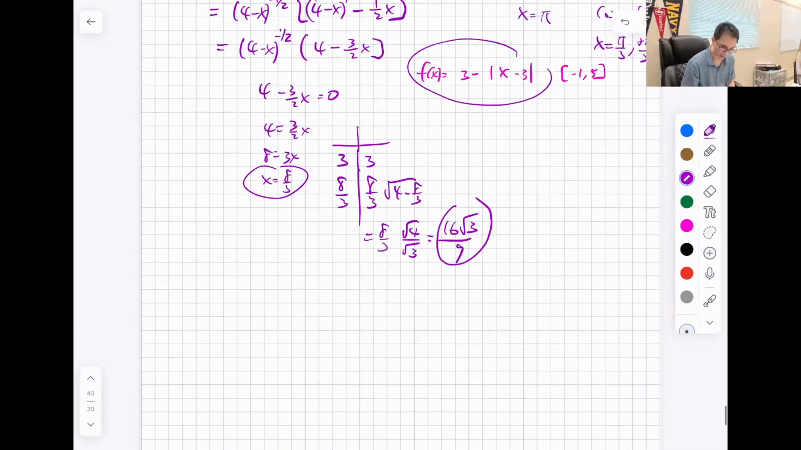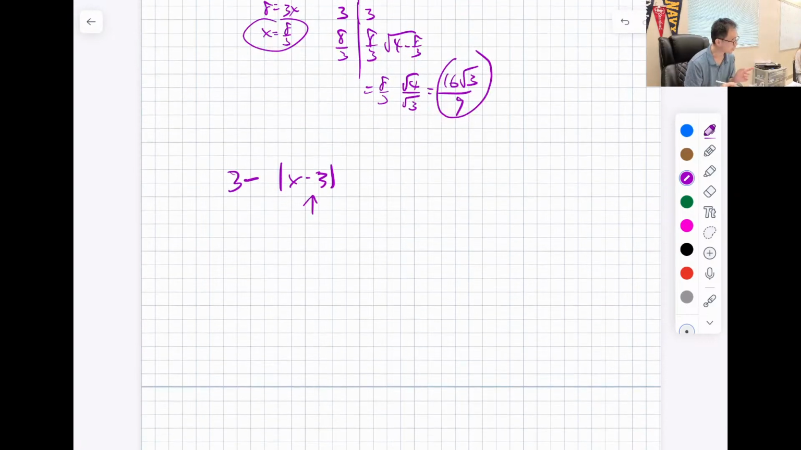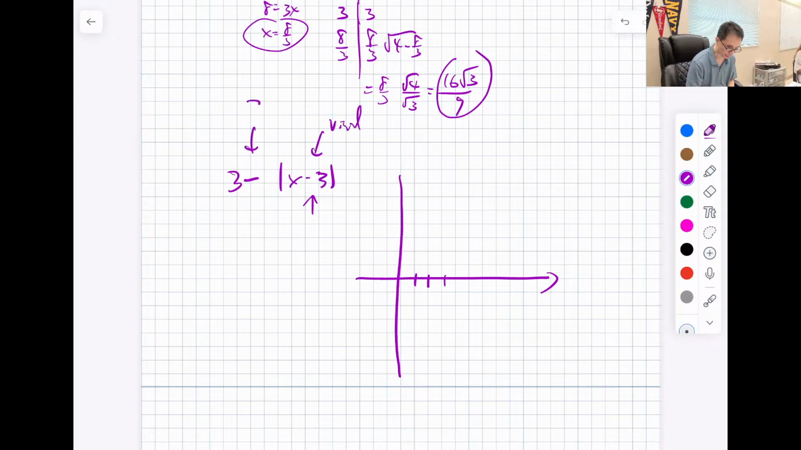So if I have this function, 3 minus absolute value of x minus 3, basically this is going to go right 3 and upside down, and it's going to go up 3. So it's going to be like this. 1, 2, 3. This is shifting to the right. This is a reflection across the x-axis. And this 3 is going to go up, so it's going to be like this. I think the interval is from -1 to 5, right?